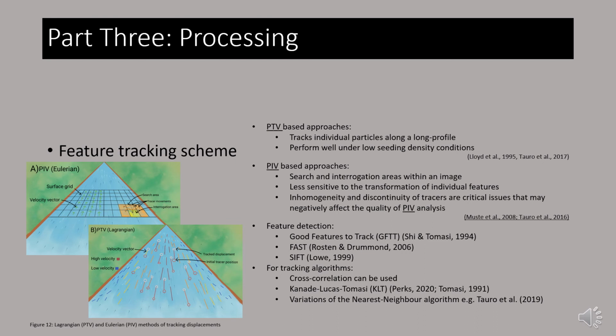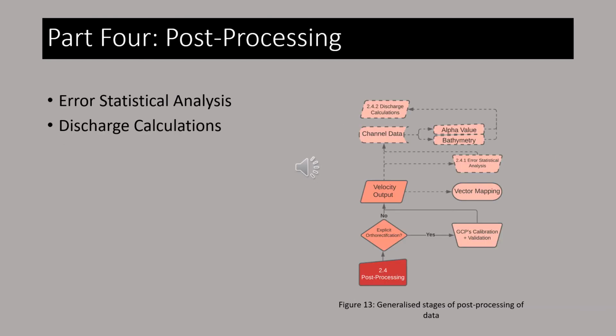So once the processing of the data has been accomplished, we can move on to the post-processing stage and either correct the data should it need to or begin applying the data. So the error correction techniques and the applications of PIV and PTV that I'm going to talk about are error statistical analysis and discharge calculations. And there are other applications for surface velocimetry, but discharge is the one that I'm going to talk about for the purpose of this study.